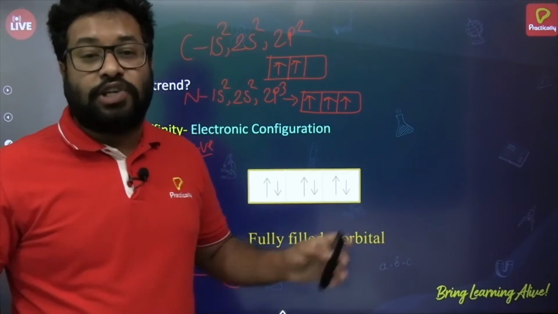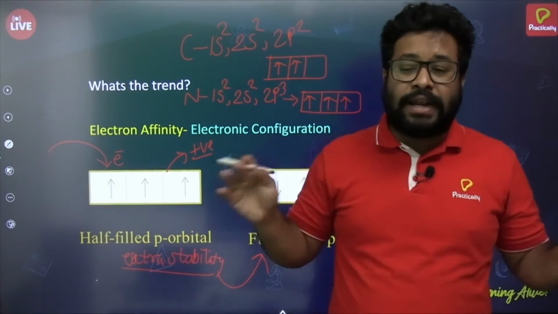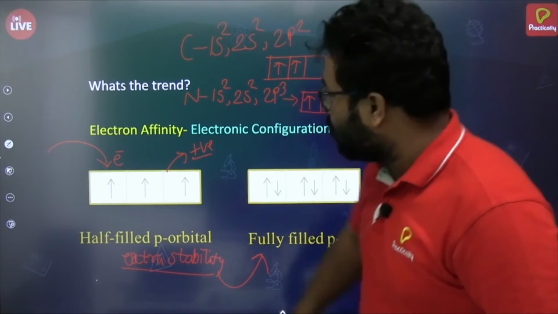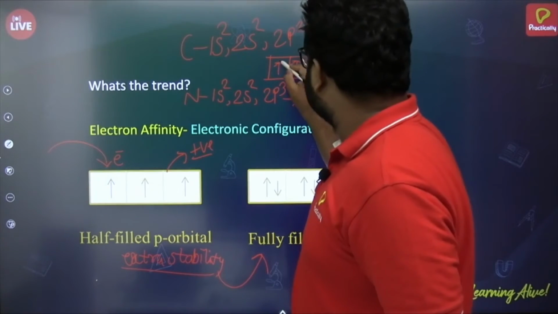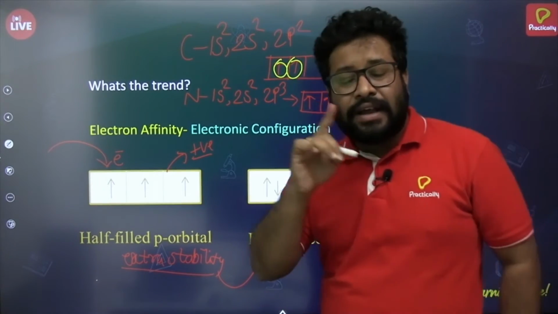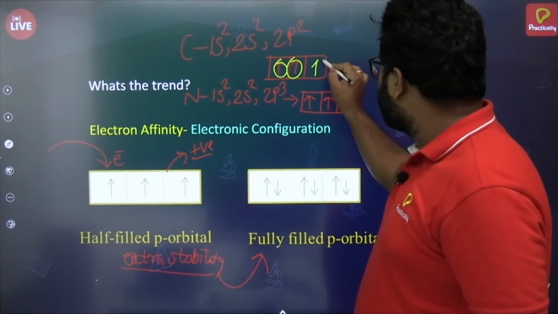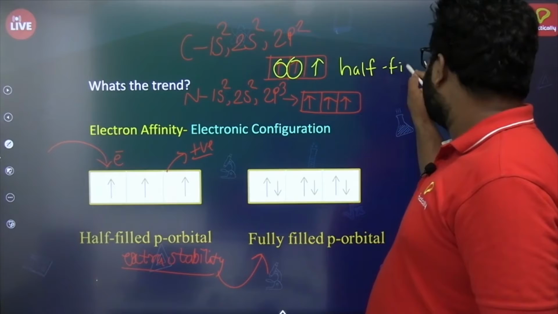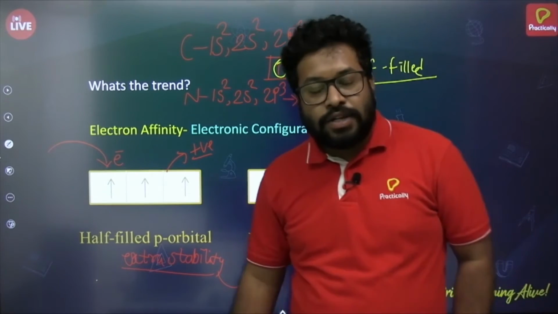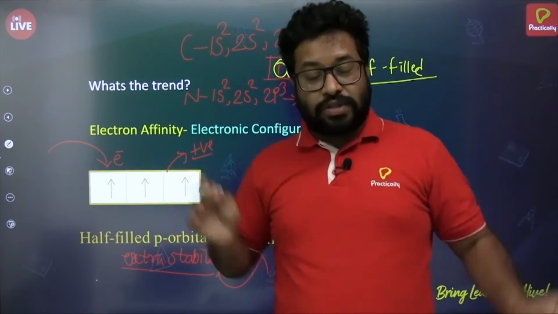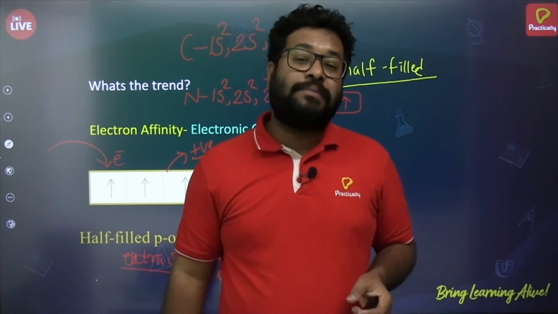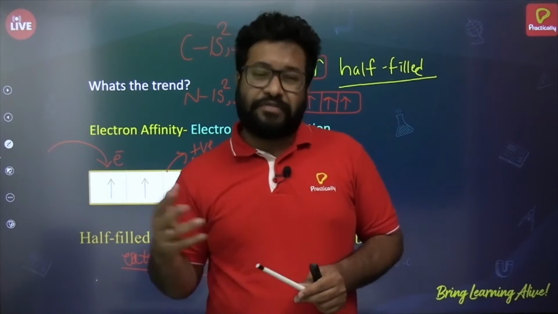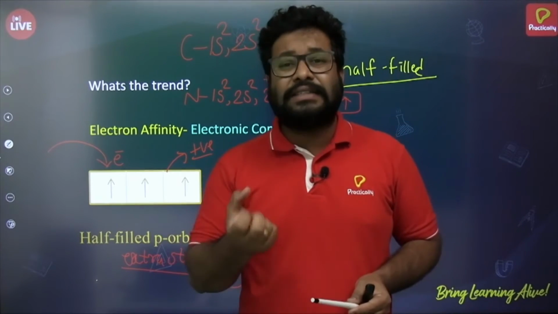That means it has already achieved stability. It doesn't want to go away from that stability, and that is why it will not add that extra electron. However, carbon, you can see, has got these 2 electrons. If you add one more electron here, your carbon would now be half filled, right? So that means carbon knows that if an electron is getting added to me, I will become half filled, and that is why it releases the extra energy in the form of electron gain enthalpy.